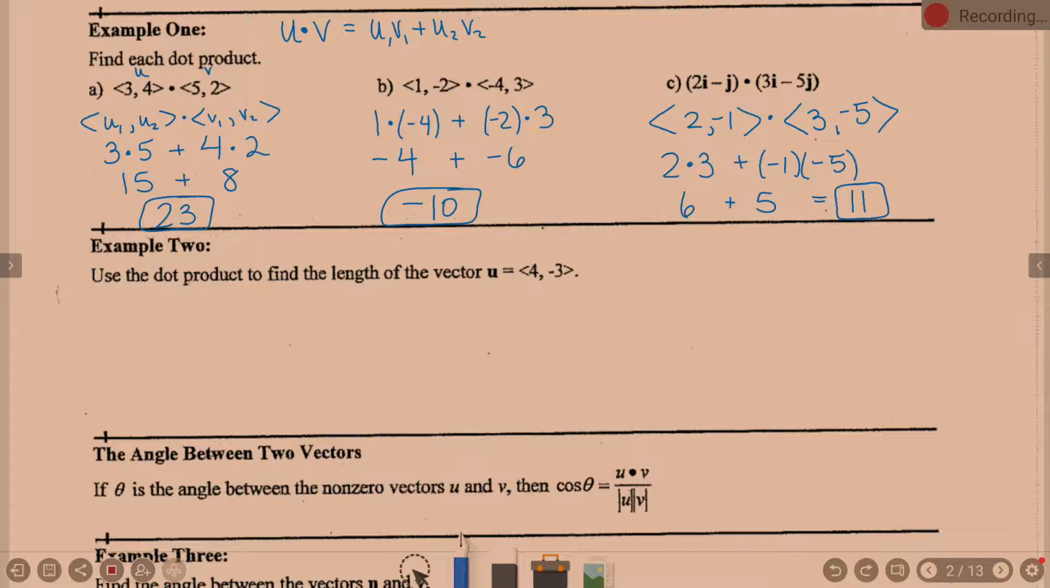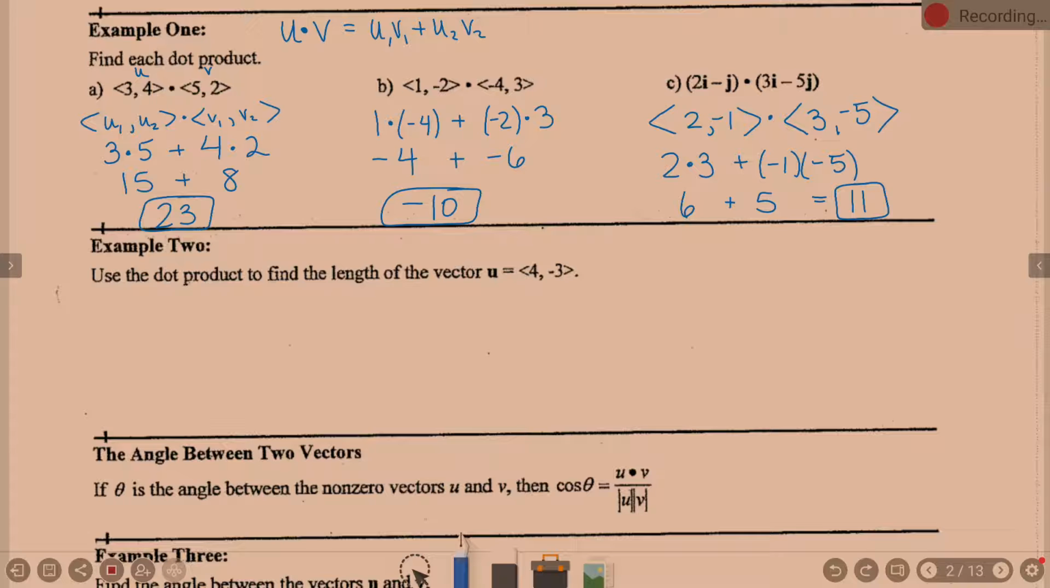Okay, so when you see this multiplying, you see that multiplication dot, this is what you have to think. You have to think dot product here. Luckily, it's not difficult, though, is it? Okay, look at example 2.